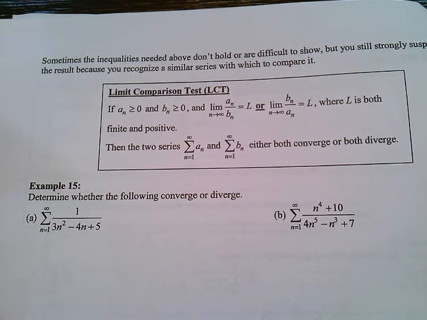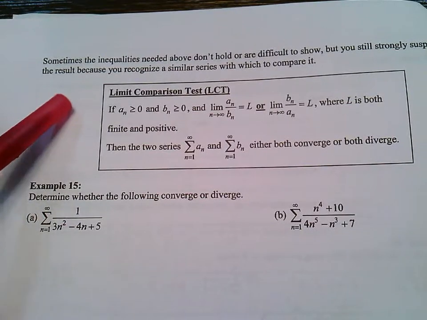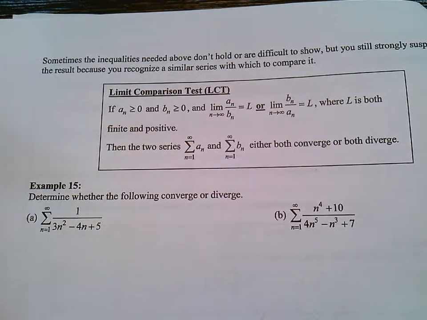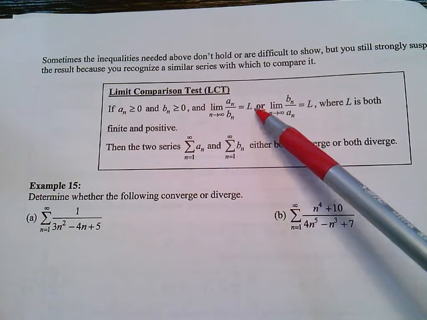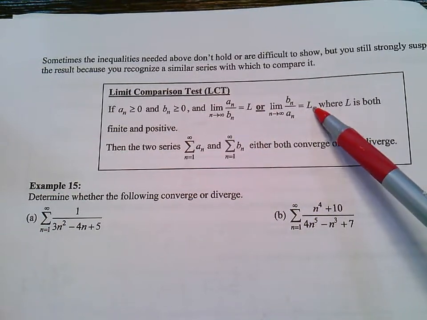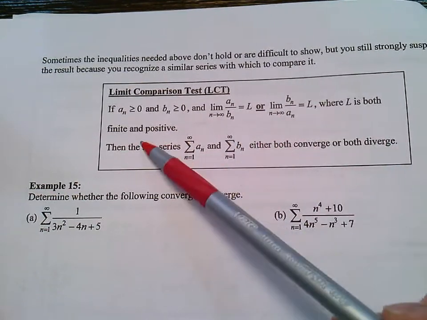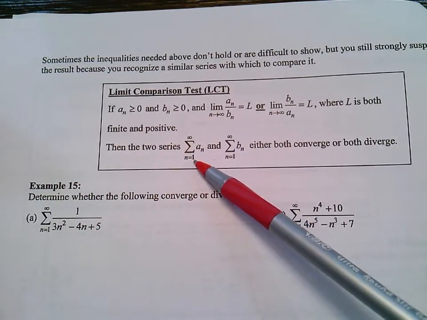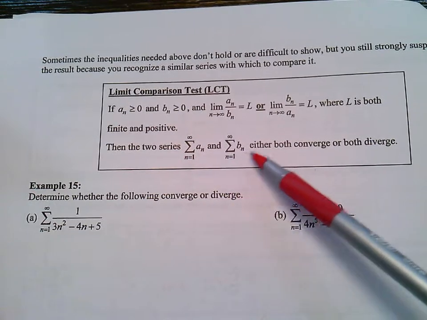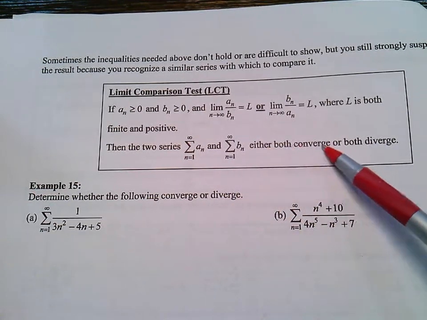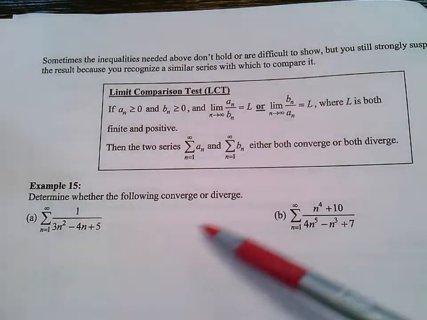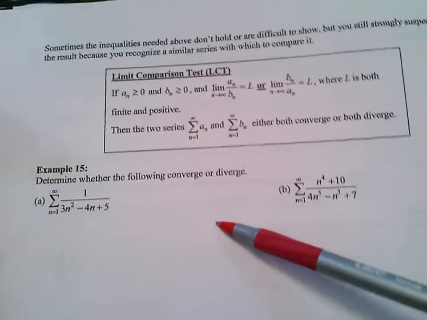so the two more tests left over is this. One is the limit comparison. So what is the limit comparison? If a sub n is greater than or equal to 0, b sub n is greater than or equal to 0, and the limit of a sub n over b sub n, or flip it, equals L, where L is both finite and positive, then the two series, sigma notation n equals 1 to infinity of a sub n and sigma notation b sub n, either both converge or both diverge. Okay? So you might wonder, what is that?